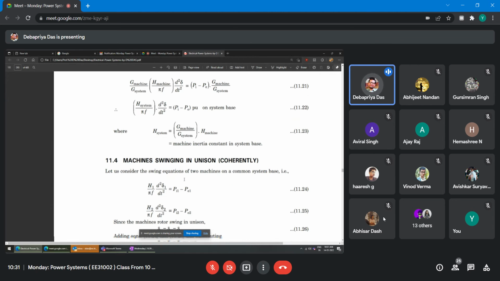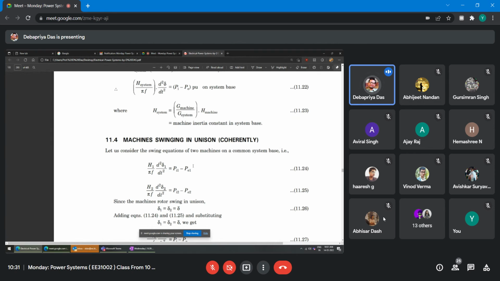Now another thing is machines swinging in unison. That means in a power plant, any power plant, nowadays technology has developed a lot, right? And with time many things are changing, and for the future perhaps at that time I may not see all these things.